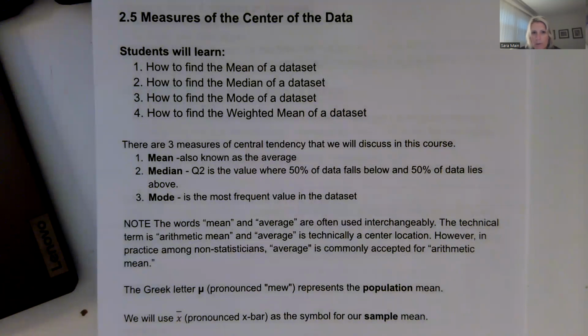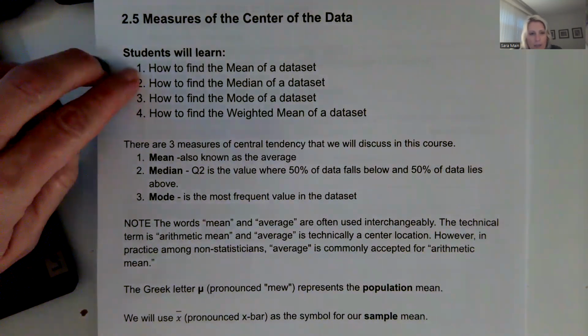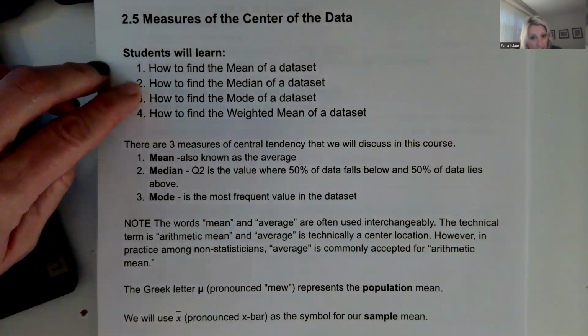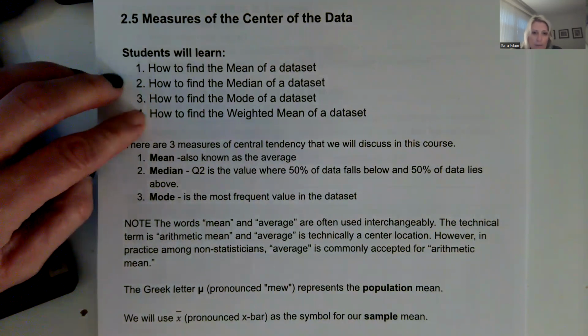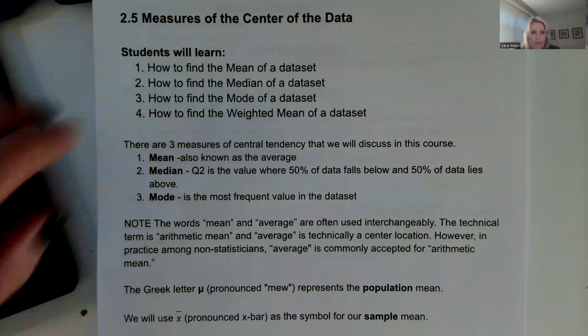We're going to learn about measures of the center of data. We've looked at data visually in a couple different ways in chapter 2 in the different lessons, but now we're going to look at some numerical ways to measure them. Today we're going to learn how to find the mean of a data set, the median of a data set, the mode of a data set, and the weighted mean of a grouped data set.